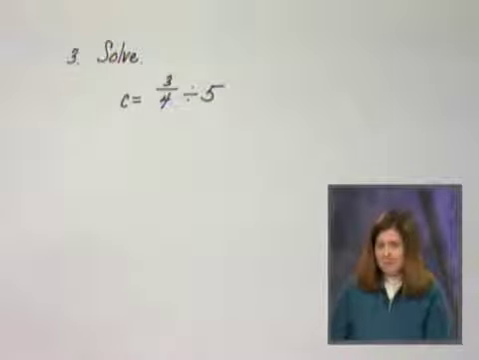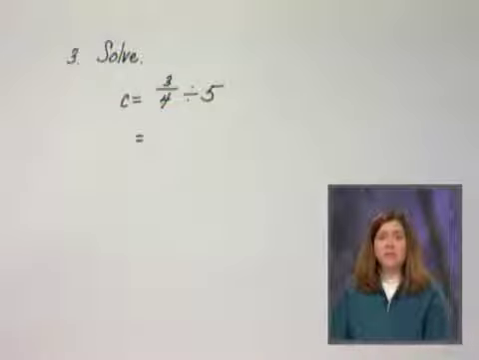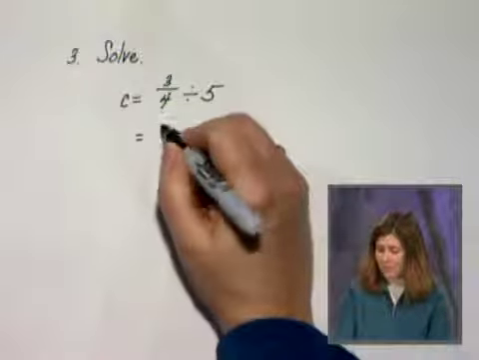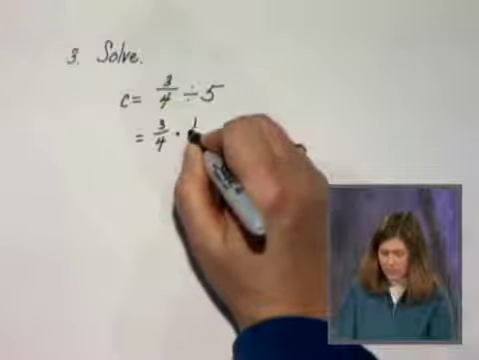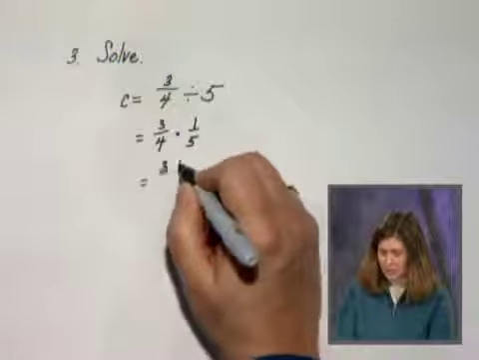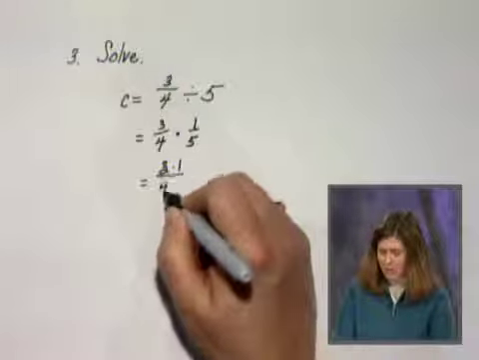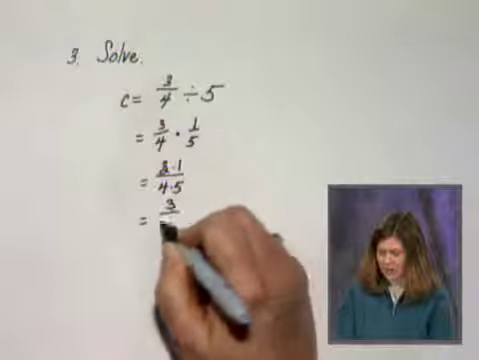And to do this, we carry out the division. To divide by 5, we multiply by the reciprocal of 5, which is 1/5. 3/4 times 1/5 equals 3 times 1 over 4 times 5, or 3/20.